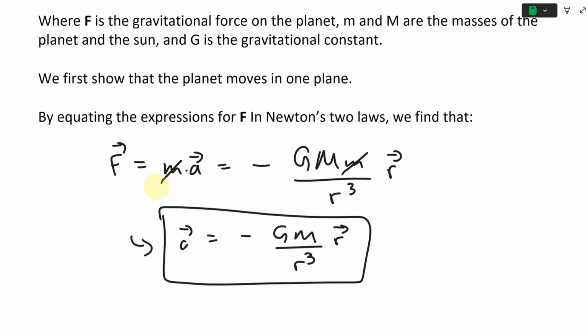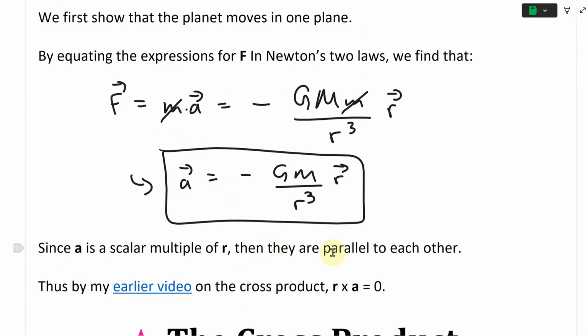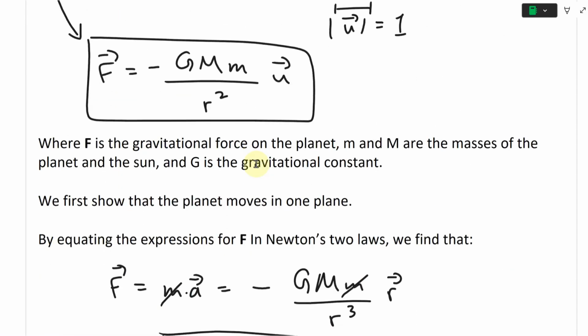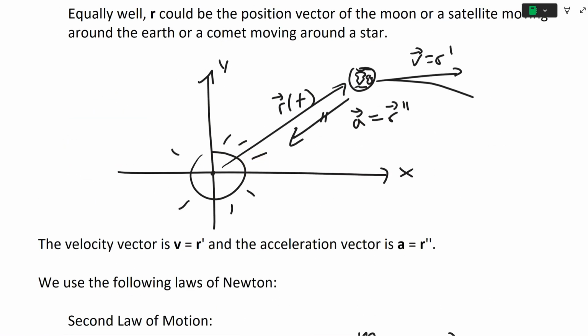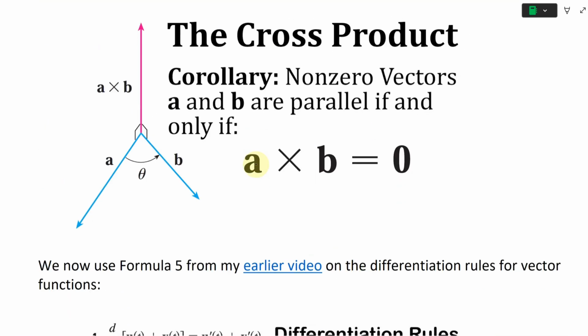As I already showed earlier, it has this basic common sense. Going further, since A is a scalar multiple of R, as I just stated, they are parallel to each other. So it's parallel, but it's also in the reverse direction. A is equal to the second derivative of R, but it's going backwards. But it's parallel. So again, this position vector is parallel to this one. So I'll just leave it like that. That's parallel to it.